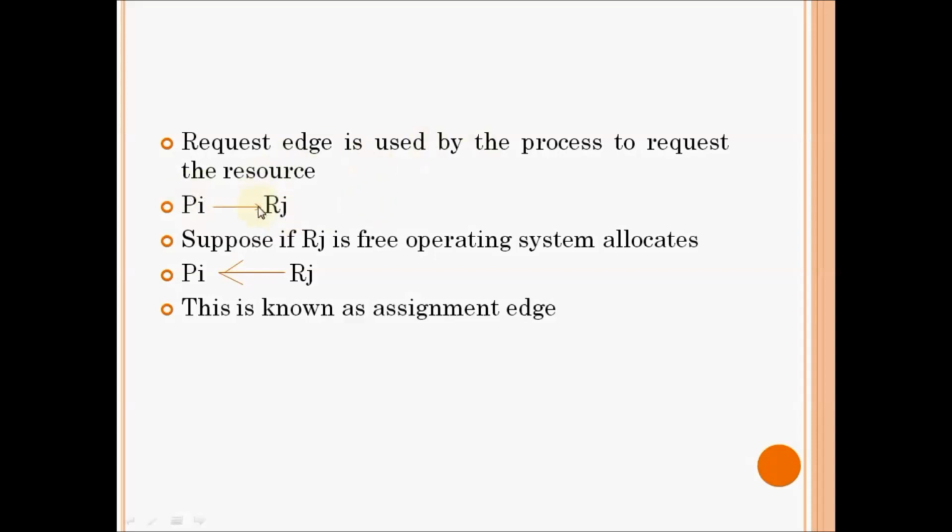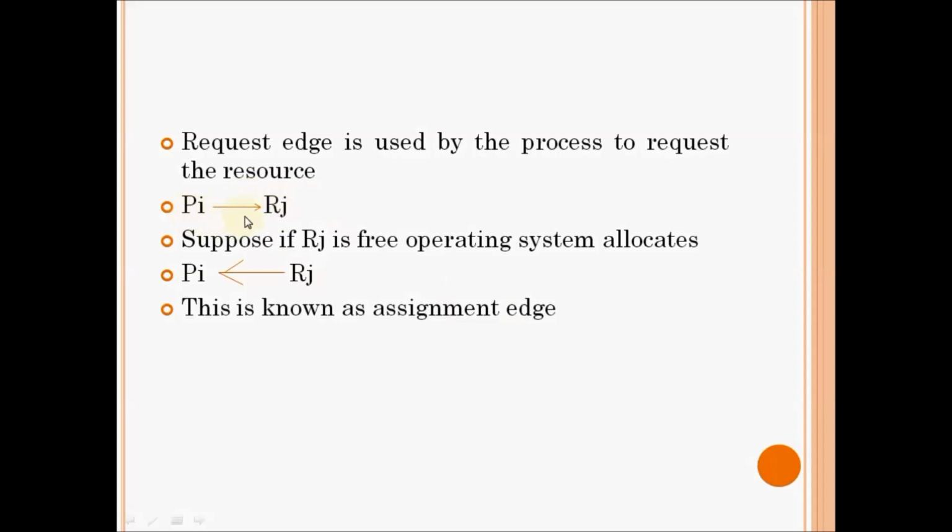Now, suppose process Pi is requesting the resource Rj. If Rj is free, the operating system allocates Rj. Now you can see Rj is allocated to process Pi. See the arrow mark. So when a resource is allocated to a process, that is the assignment edge, and when a resource is requested by a process, that is a request edge.